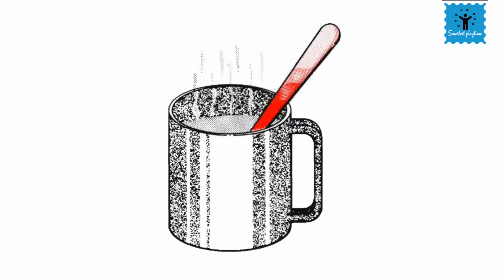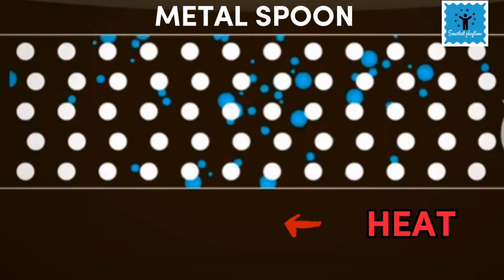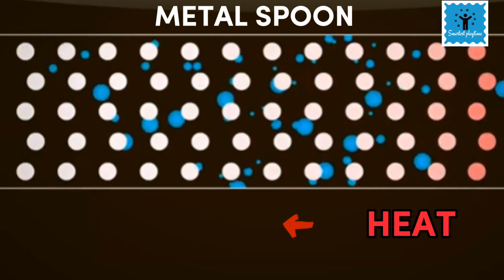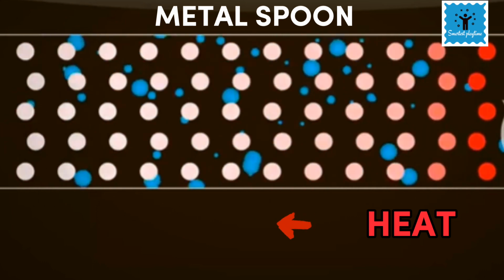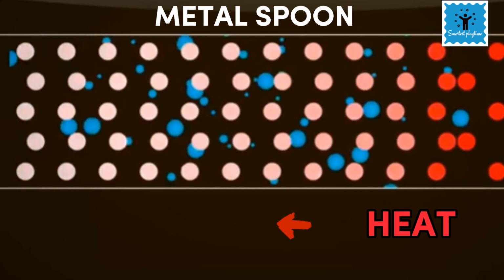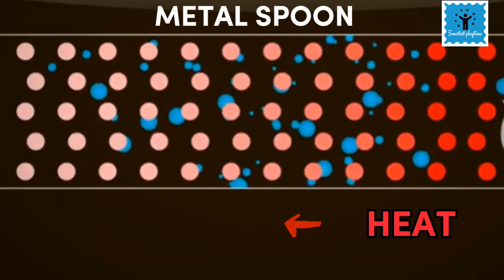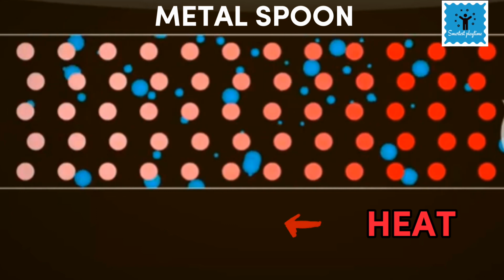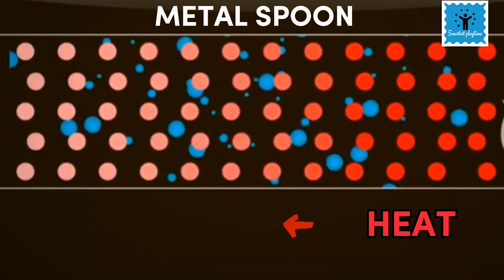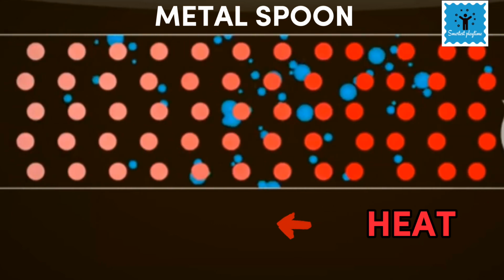In this case, the tea is hot and the metal spoon is cold. When you put the metal spoon into the hot tea, some of the heat energy from the tea is transferred to the metal's particles. The metal particles start to vibrate faster and collide with their neighboring particles and transfer some of the heat energy to their neighboring particles. In this way, the heat is transferred to the other end.